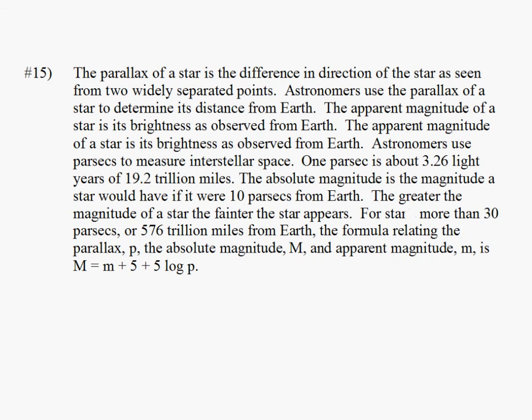So far, everything that we've read, pretty sure is pointless as far as figuring out this problem. The absolute magnitude is the magnitude a star would have if it were 10 parsecs from Earth. I think that's also worthless. The greater magnitude of a star, the fainter the star appears. I think it's also worthless. For stars more than 30 parsecs, or 7.576 trillion miles from Earth, the formula relating the parallax P and the absolute magnitude M and the apparent magnitude is this formula. I'm going to write down this formula in color code for your viewing pleasure.